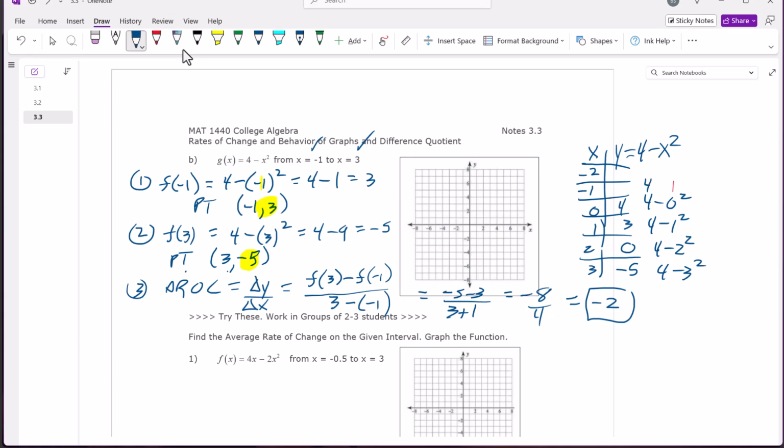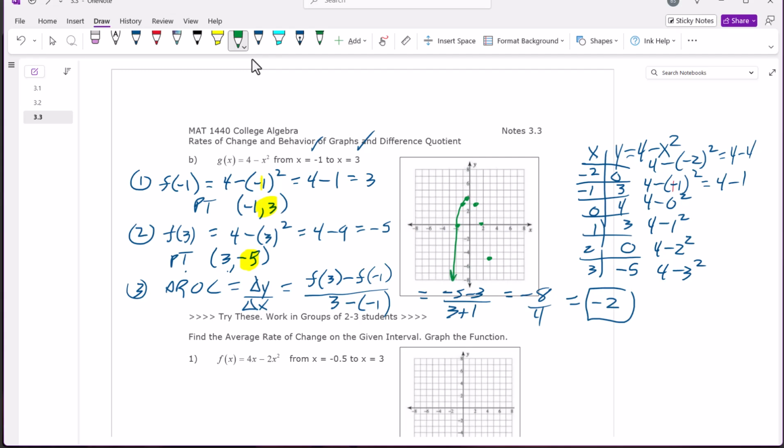If you go here, 4 minus (-1) squared would be 4 minus 1, so that would be 3. And then 4 minus (-2) squared would be 4 minus 4, so that would be 0. So I'm going to plot these points. We have (-2, 0), (-1, -3). No, I'm plotting that in the wrong place. So (-1, 3), (0, 4), (1, 3), (2, 0), and then (3, -5).